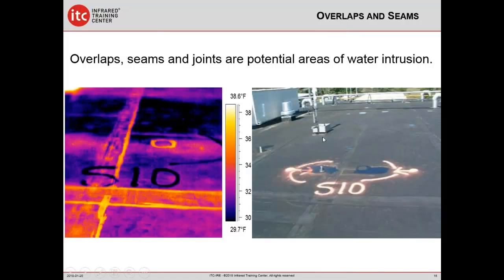Here another image, potential areas, overlaps, seams, and joints of water intrusion. And you can see the visual and the IR image here. Here the thermographer mapped it out and painted it and gave it a number so that we could identify where this location was on a mapping system. But you can see that these are also potential areas of water intrusion.